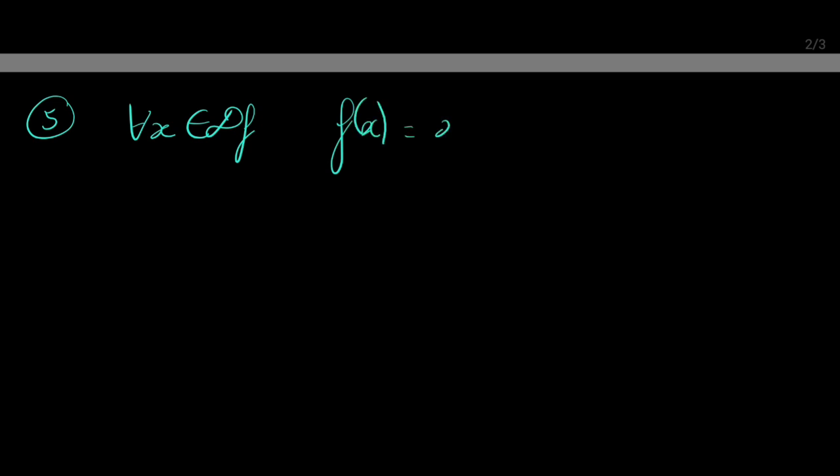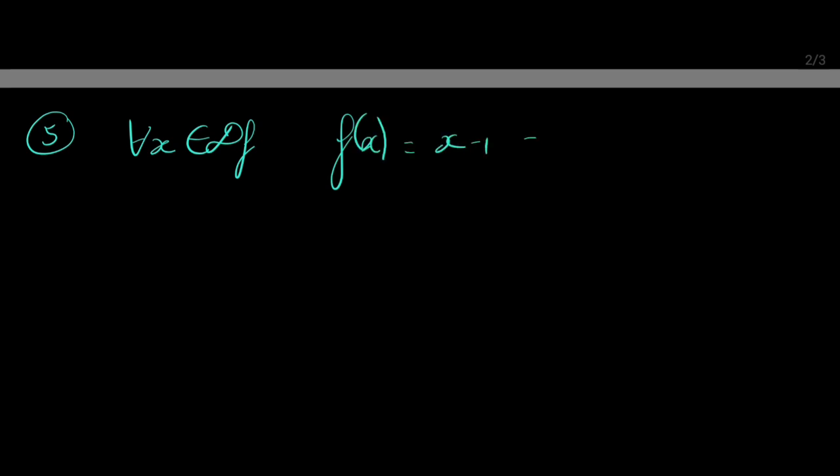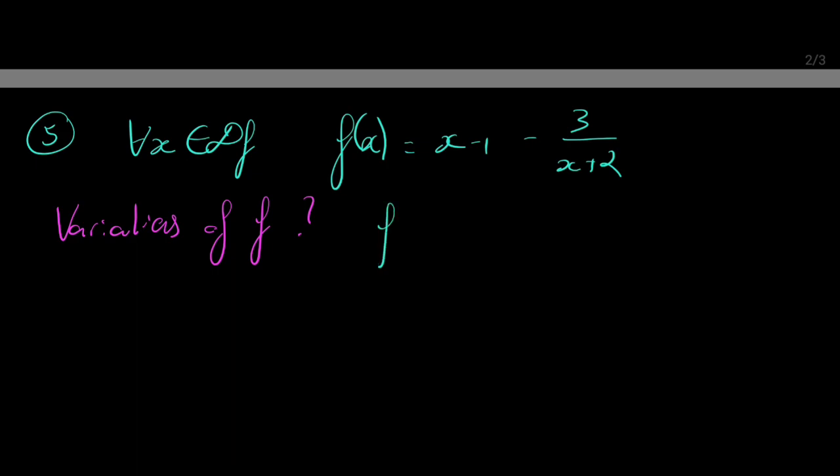Then, last question. Let's remind that for all x in df, we've got f of x equal to x minus 1 minus 3 over x plus 2. We will want to study the variations of f, and to do that, we will study, of course, its derivative, f prime of x.